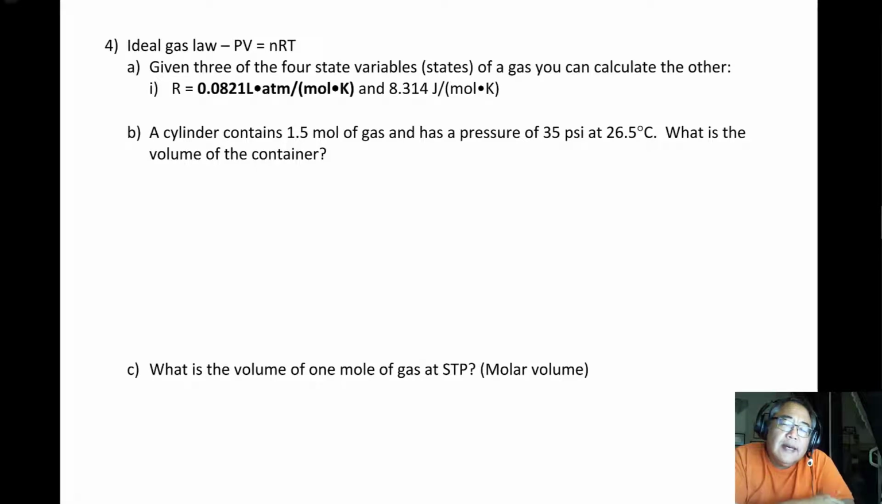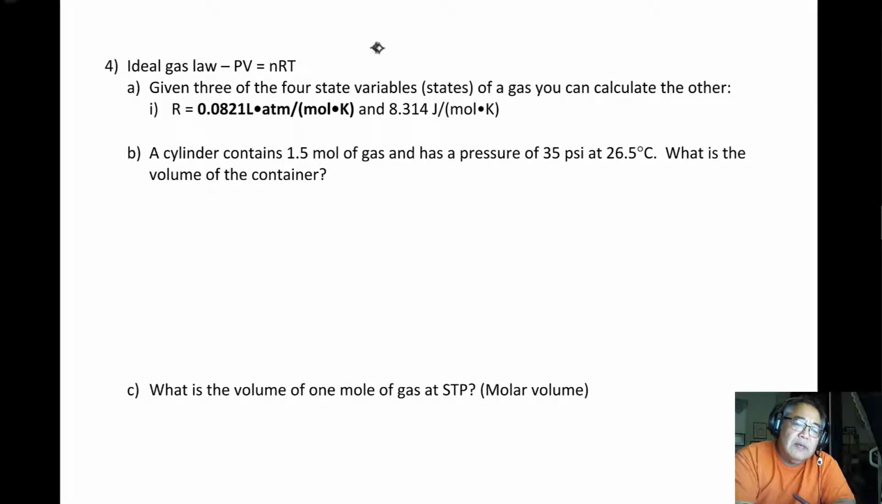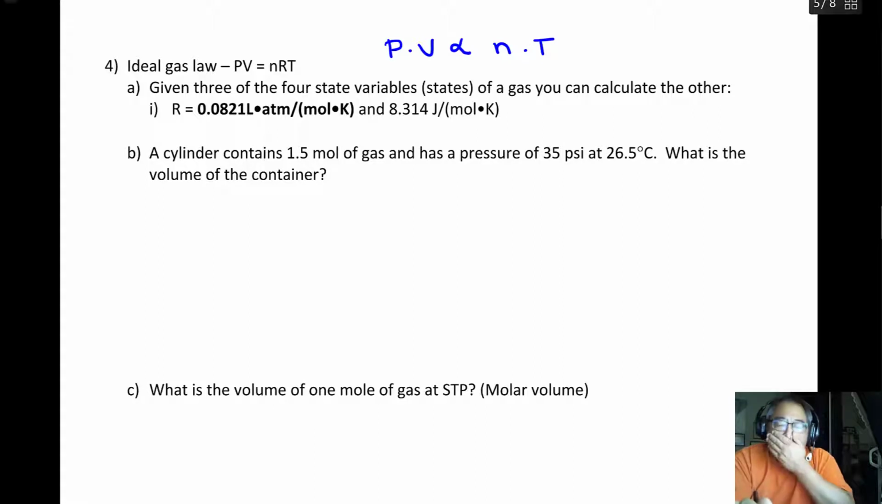So one of the things about proportionalities is that you can make them into equations by inserting a constant. One of the things they found from the empirical gas laws is that pressure times volume is always proportional to moles times temperature. Now, it turns out that there's a single constant that makes this equation true for all gases. And so they gave it a special symbol R, and it's actually known as the ideal gas law constant.